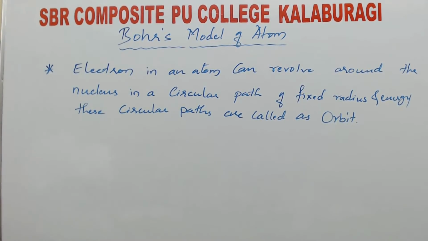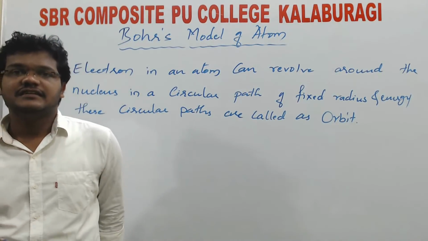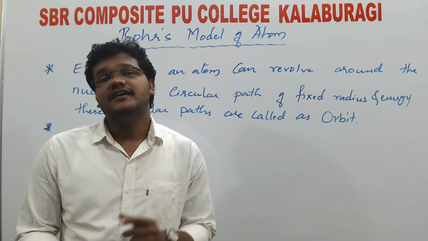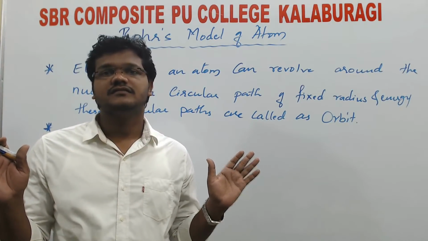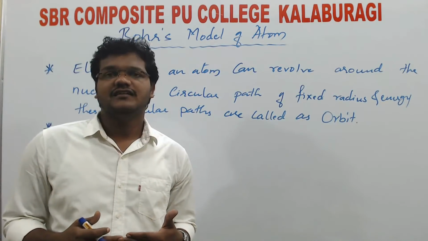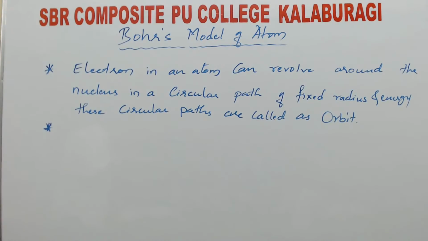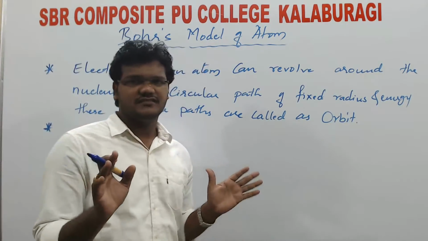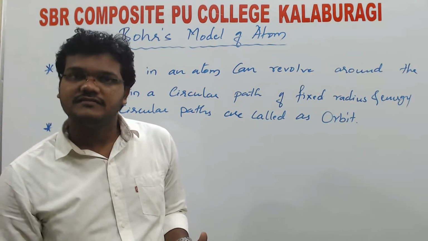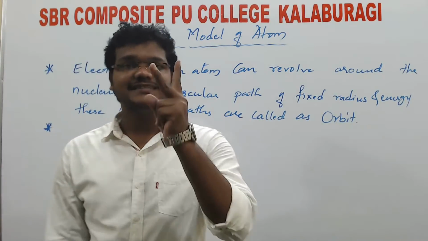Second postulate of Bohr's model of atom. He said in his second assumption that the energy of an electron does not change with time. Do people understand? As long as the electron stays in a particular energy level, it won't lose or gain any energy. The energy of the electron in an orbit does not change until it gains energy and jumps to a higher level, or loses energy and comes back to the ground state or a lower state. That is his second postulate.